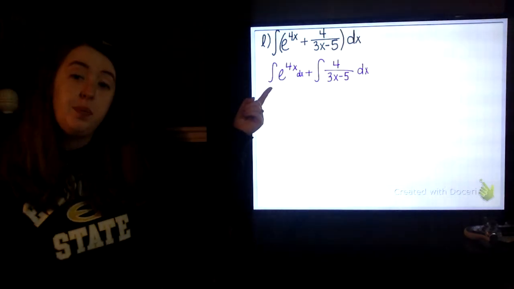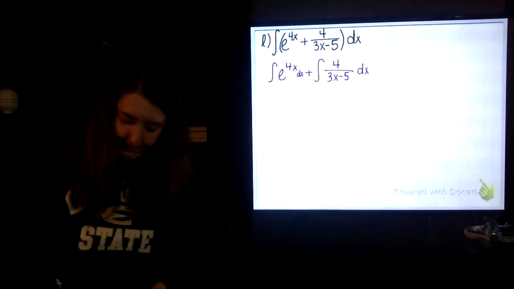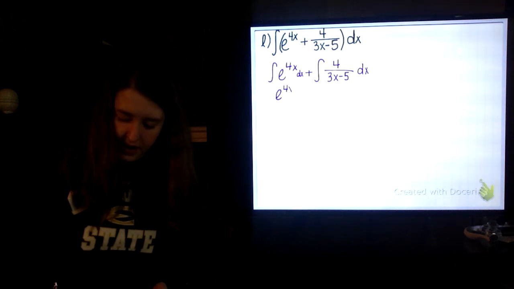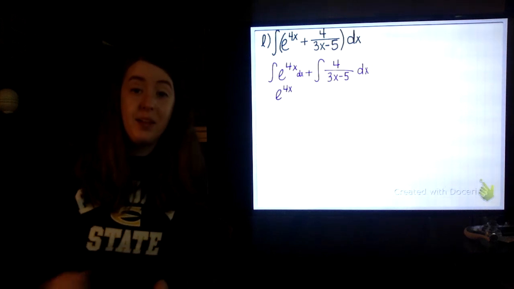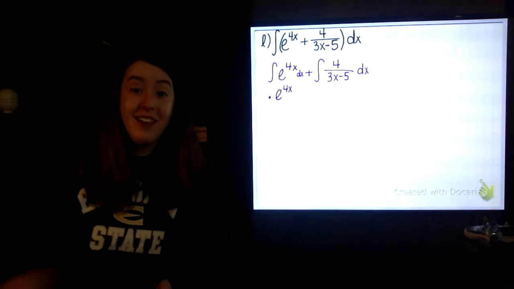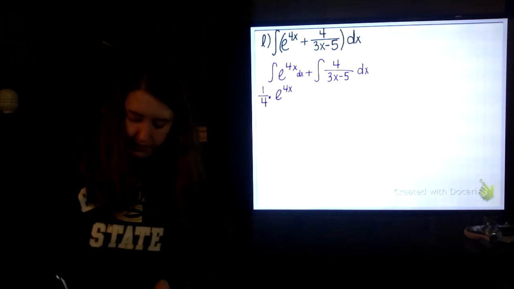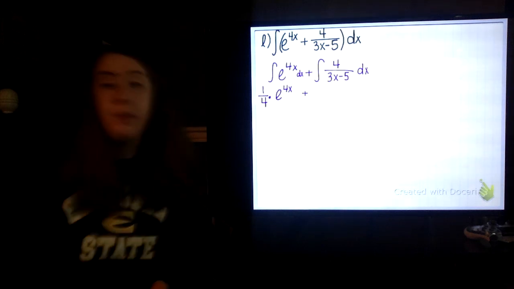So my integral of e to the 4x. The integral of just plain old e to the x is e to the x. Now, since it's something other than just plain old x in there, I need to multiply by 1 over that value in front of my x. So I need to multiply by 1 over 4. Plus.